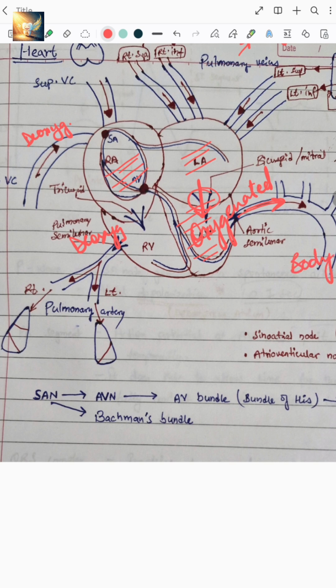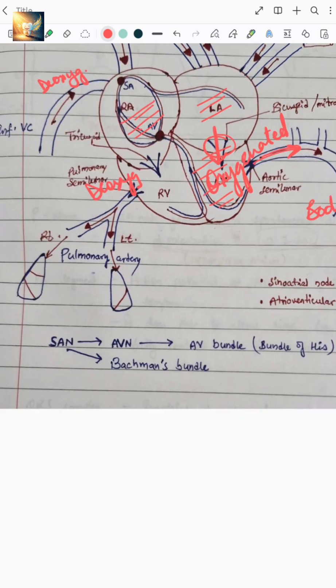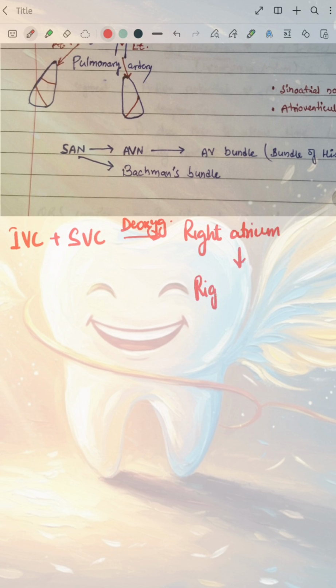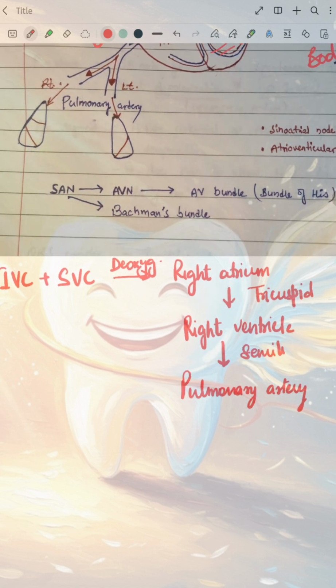So this is a schematic flow diagram of blood. I am writing it down here: inferior vena cava plus superior vena cava drain deoxygenated blood into right atrium. The blood will go into right ventricle. The valve which is present is tricuspid valve. Now from right ventricle, the blood will go into pulmonary artery. And the valve which is present here is semilunar valve.